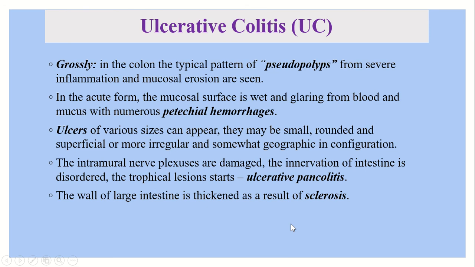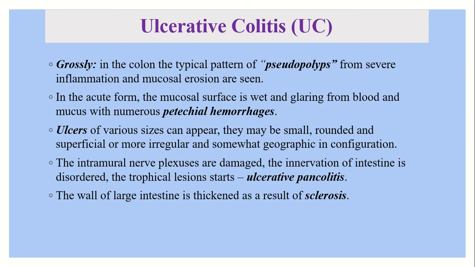Grossly, there are some specific features of ulcerative colitis in the colon. The typical pattern of pseudopolyps from the severe inflammation and mucosal erosions are found. In the acute form, the activation form, the mucosal surface is wet and glaring from blood and mucus with numerous petechial hemorrhages. Ulcers of various size can appear.